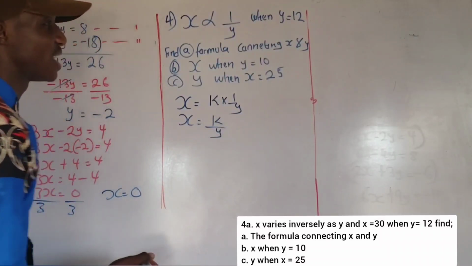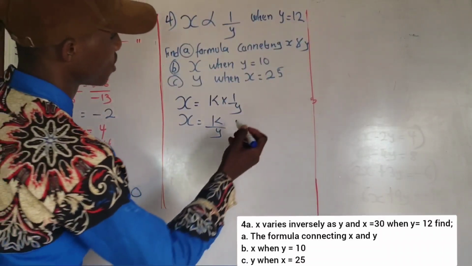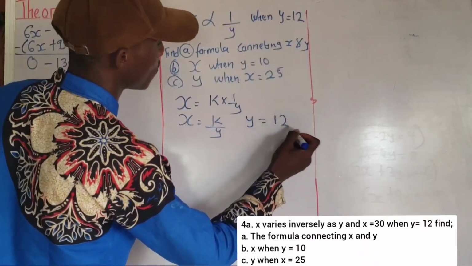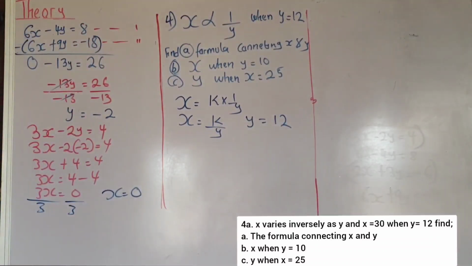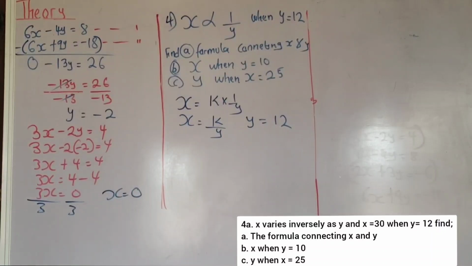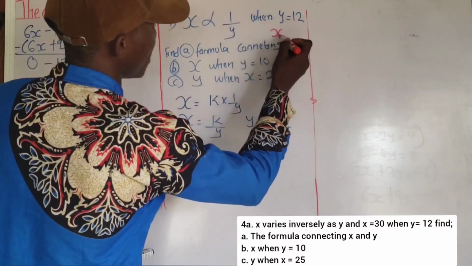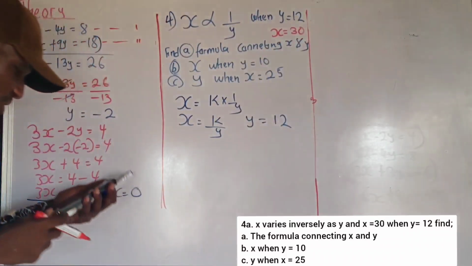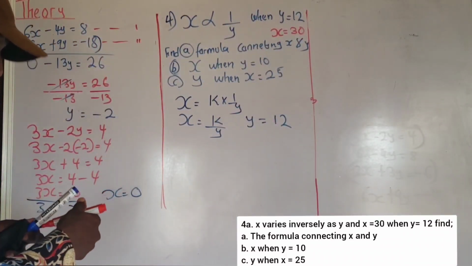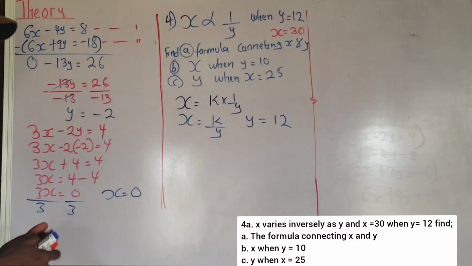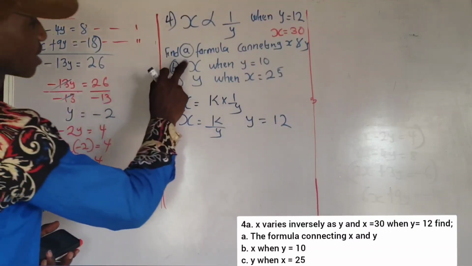You understand? Don't forget that we've been given in the question that y is what? y is equal to 12. Okay? So if y is equal to 12, and don't forget that we've been given in the question as well that x is equal to 30. So we first have to get the value of k, then we can proceed to solve questions B and C.